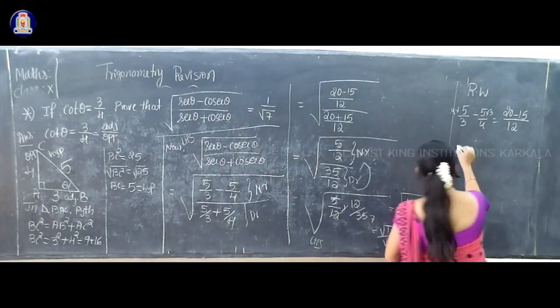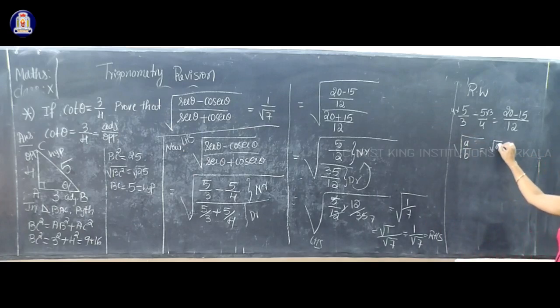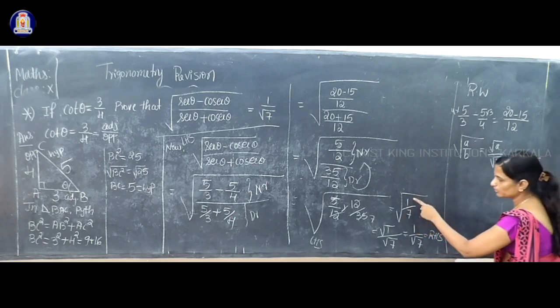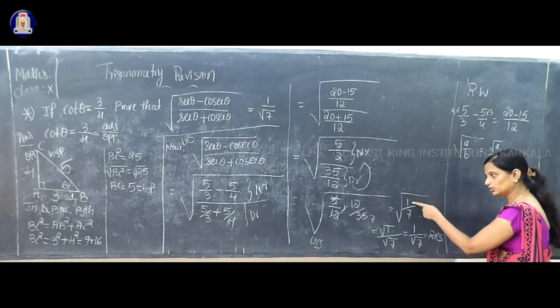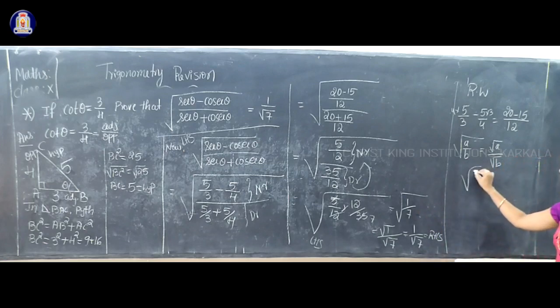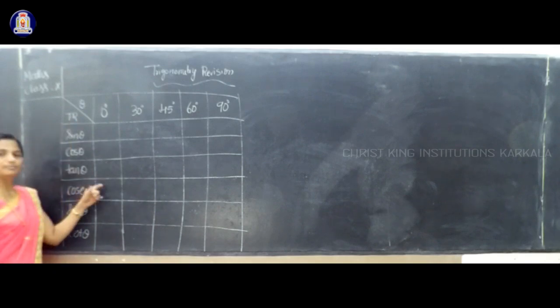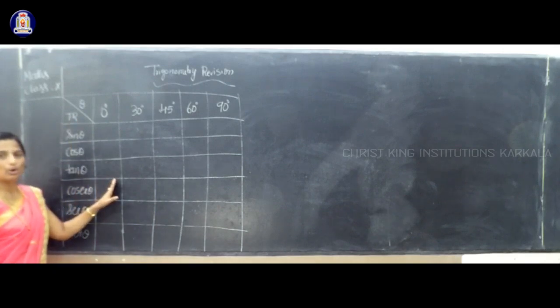This you know, right? Square root of A divided by B, we can write it as square root of A divided by square root of B. Similarly, square root of 1 by 7 I wrote as square root of 1 divided by square root of 7. Square root of 3 by 2, how to write this? Square root of 3 divided by square root of 2. Now next, this table, trigonometry table. Already you know how to write this one.